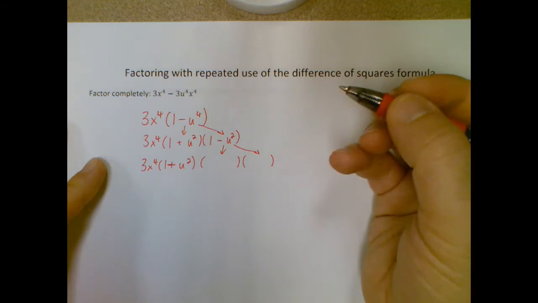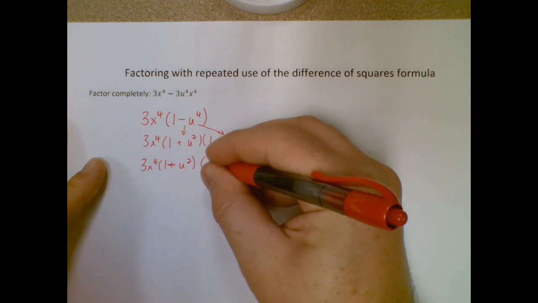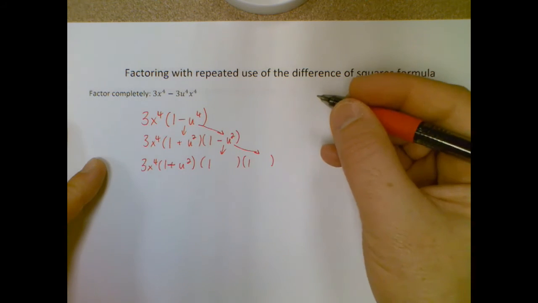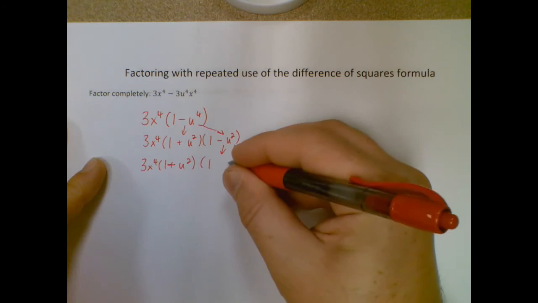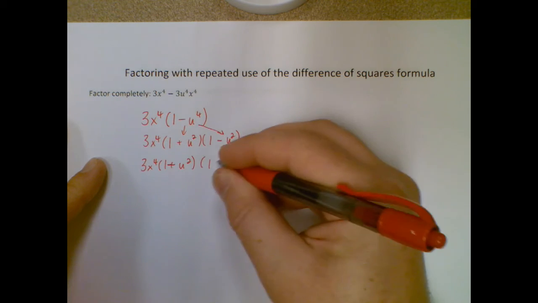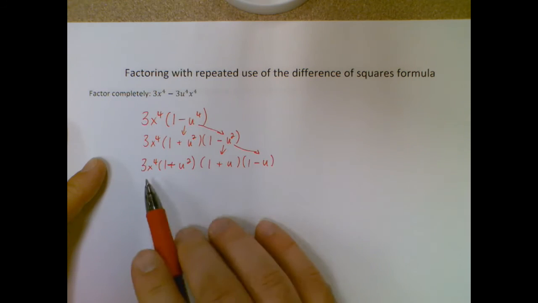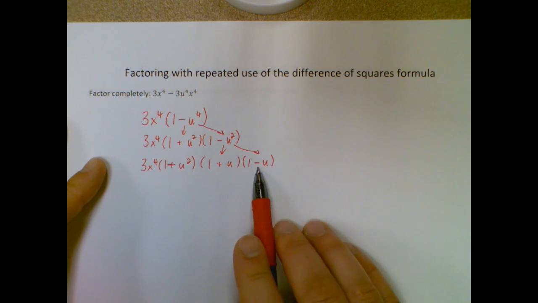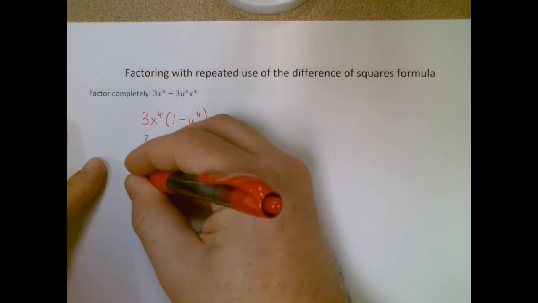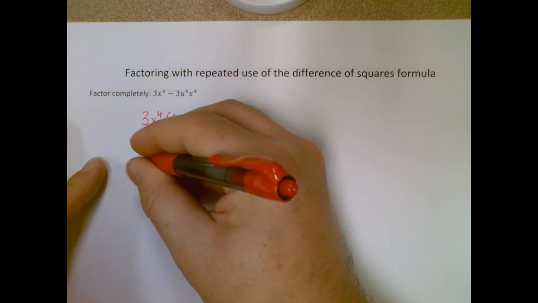So, same process. The square root of 1 is 1. The square root of u squared is u to the first, because it's 2 divided by 2 this time. One addition, one subtraction. Now we're done because these we already talked about are stuck. These are now linear because their exponent on the variable is 1, which means they're not going to factor down anymore. So this is now completely factored.